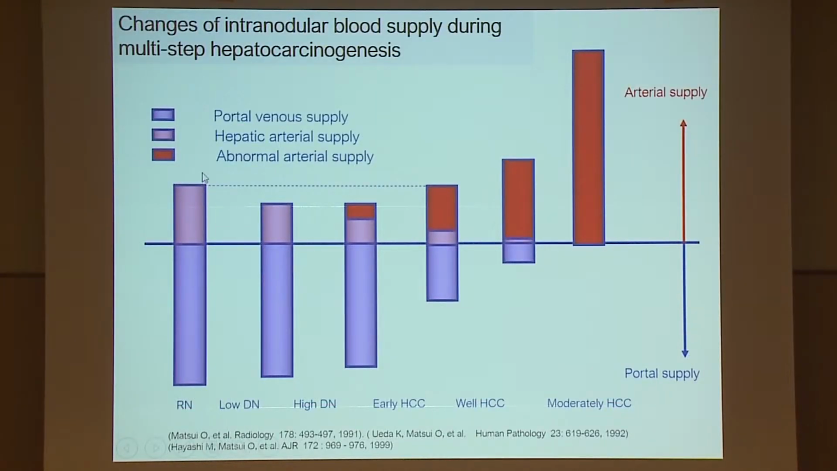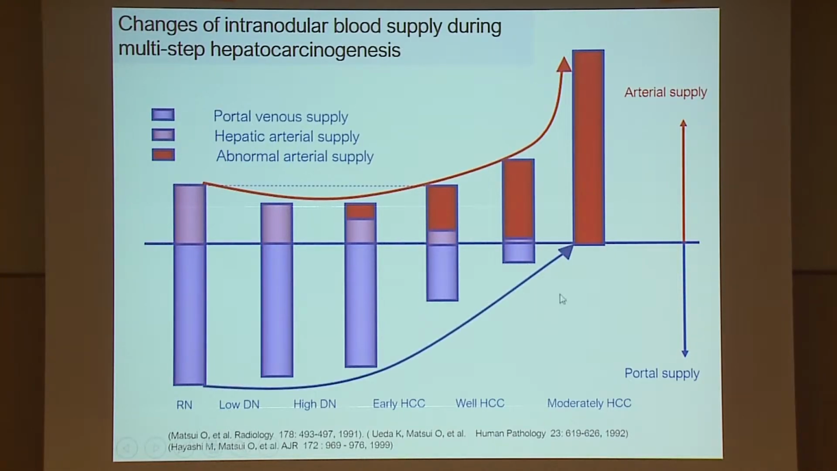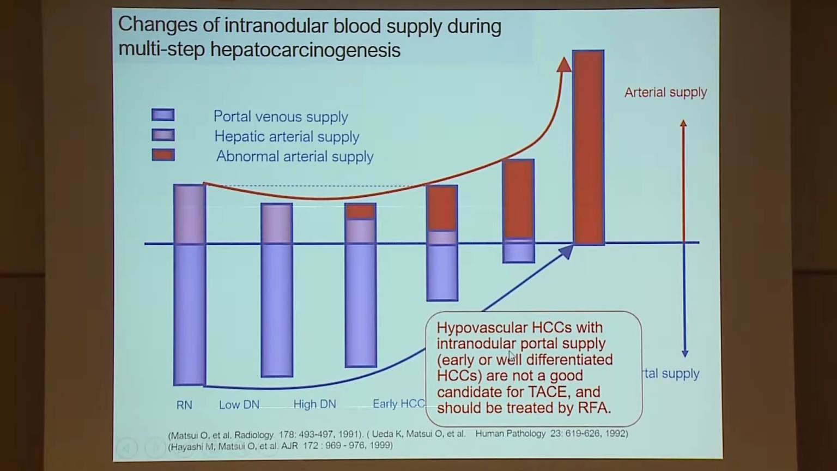So at the early stage of hepatocarcinogenesis, first arterial supply decreases because of the decrease of normal portal tracts in the nodule, and then acutely increases because of the increase of abnormal arteries. On the other hand, the internodular portal supply gradually decreases and is finally absent in moderately differentiated HCC. So hypervascular HCC with internodular portal supply, such as early HCC or well-differentiated HCC, is not a good candidate for TAE, and maybe RFA is the best choice.